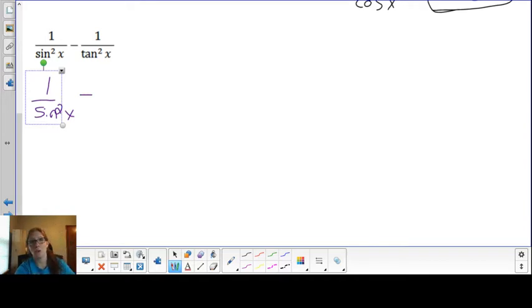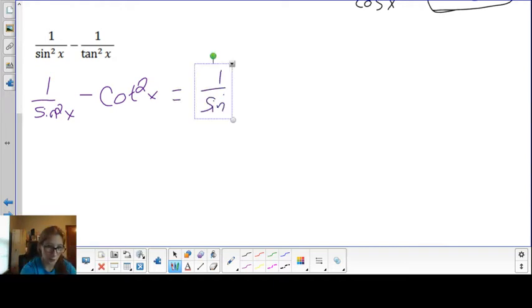I'm going to change 1 over tangent squared into cotangent, and it's squared because my tangent was squared. Thinking about how I want to get this into terms of sine and cosine, I'm still going to leave that as 1 over sine squared. If you go back in your notes, I'm not going to because I don't have it written on my slides since my computer froze. Go back in your slide. What did I say cotangent was equal to in terms of sine and cosine?